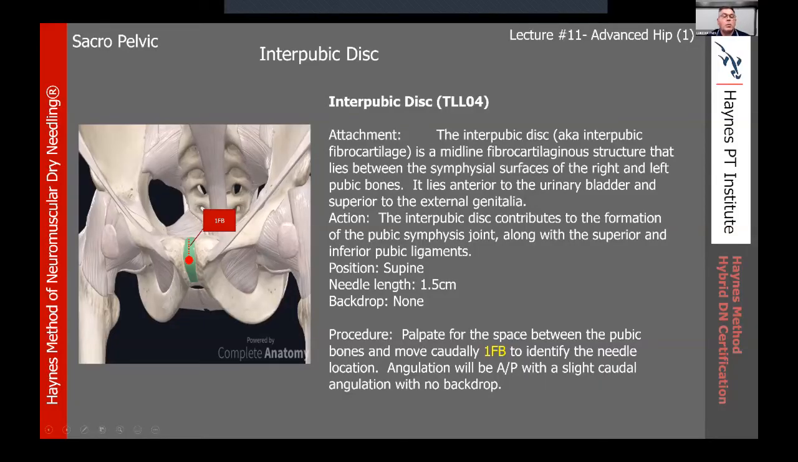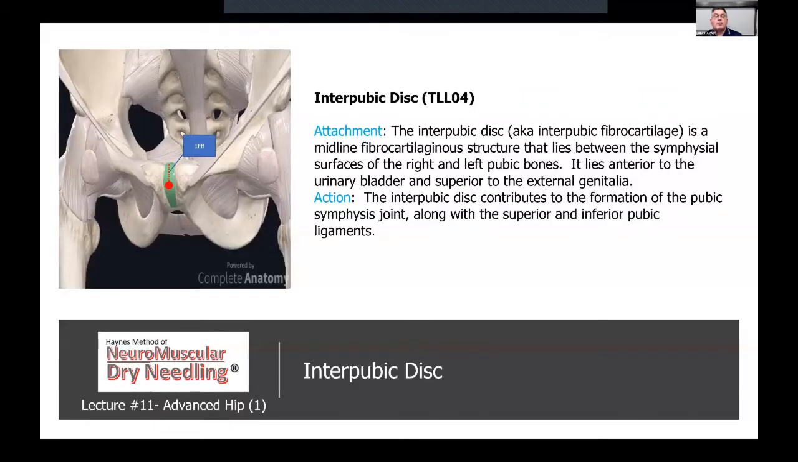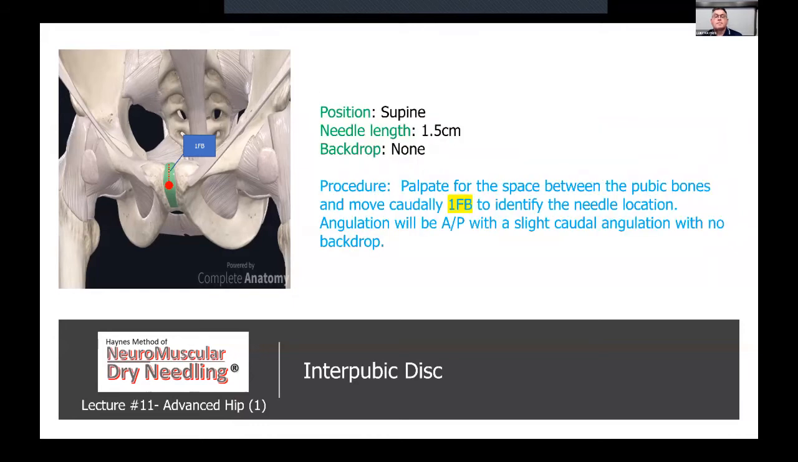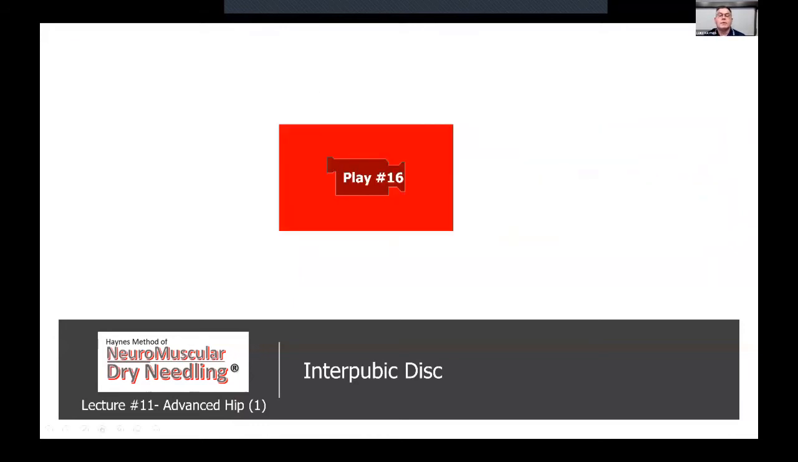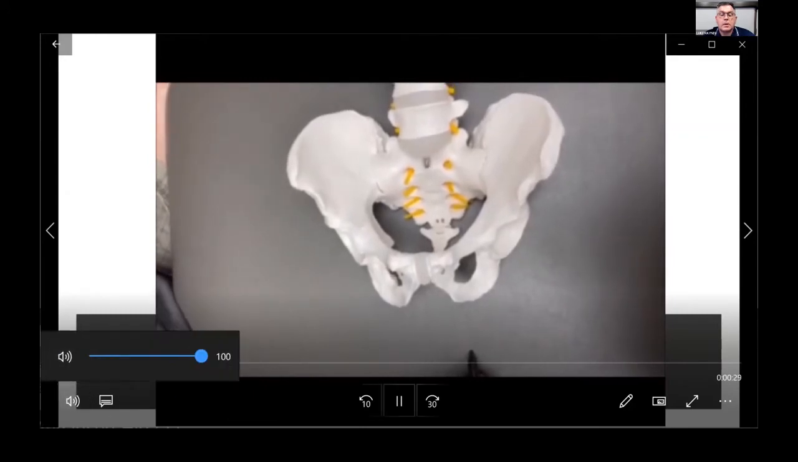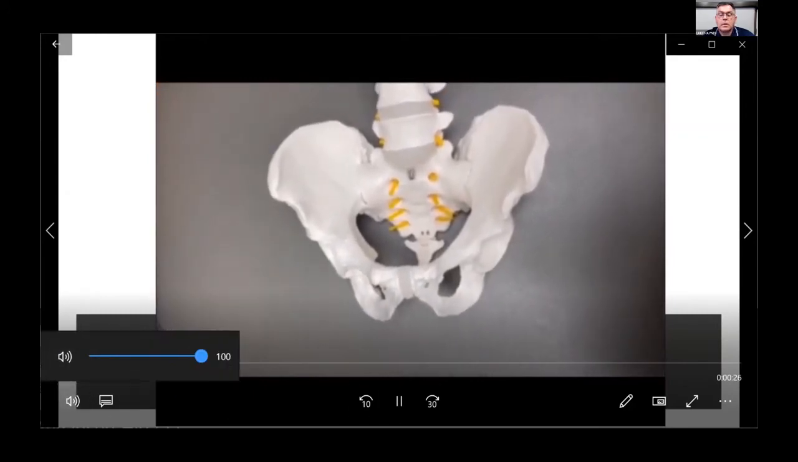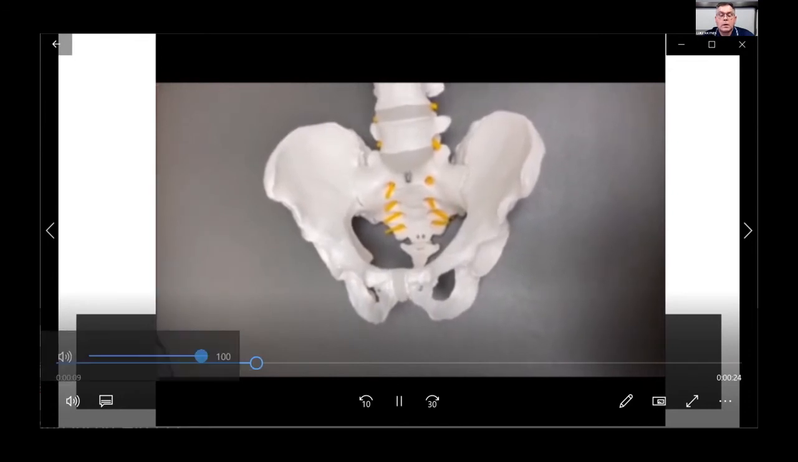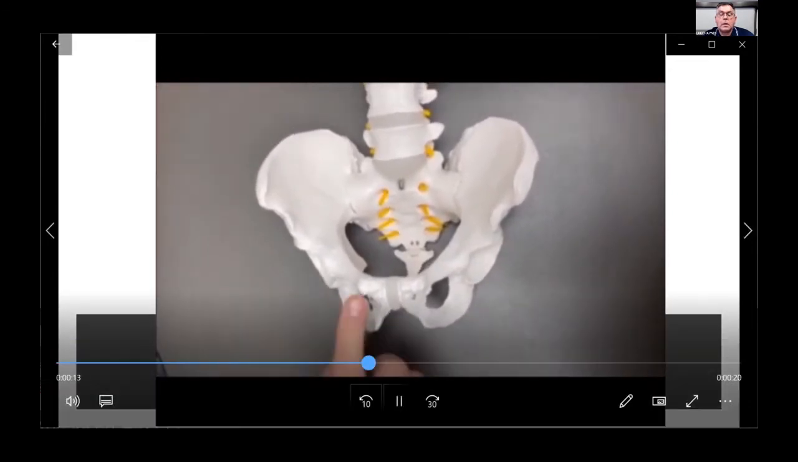Interpubic disc, we'll locate that space between the pubic bones. Then we're going to move caudally just 1 finger breadth to identify the needle location. We're just going to be anterior to posterior. Our needle length will be 1.5 centimeters, and there's no backdrop. For the interpubic disc at the pubic symphysis, the patient will be in the supine position. This will be a shallow needle stick. It'll be 1.5 centimeters, and there is no backdrop.